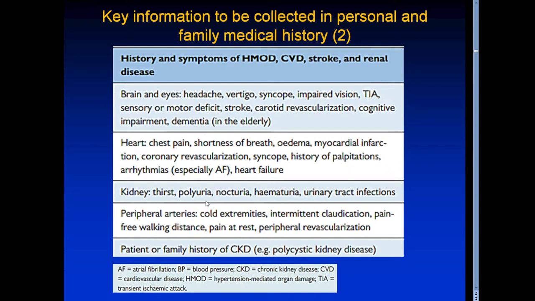Peripheral arteries: cold extremities, intermittent claudication, pain-free walking distance, pain at rest, peripheral revascularization. Patient or family history of chronic kidney disease, for example, polycystic kidney disease.